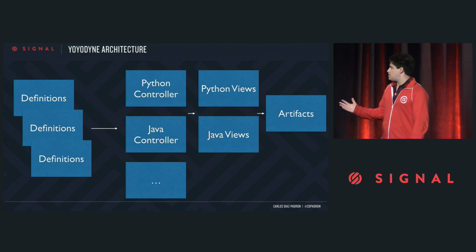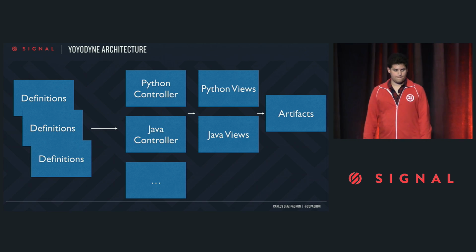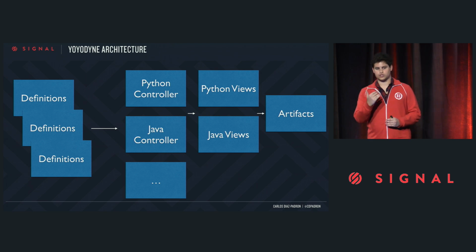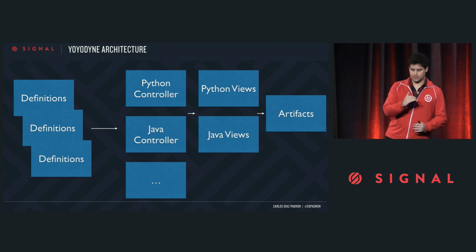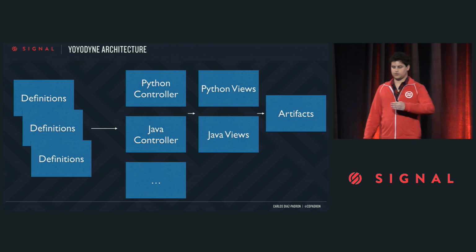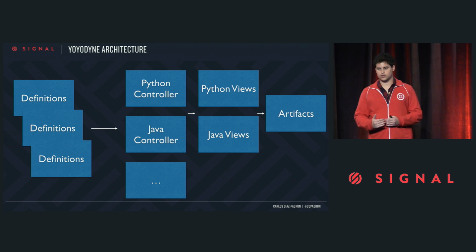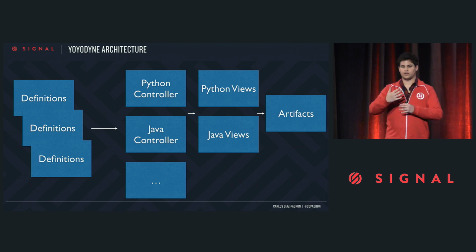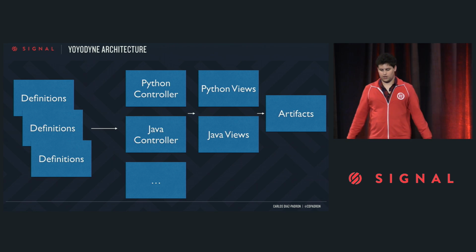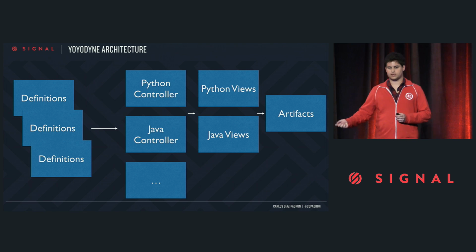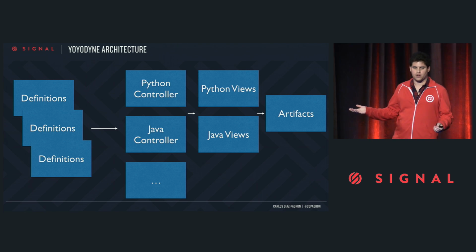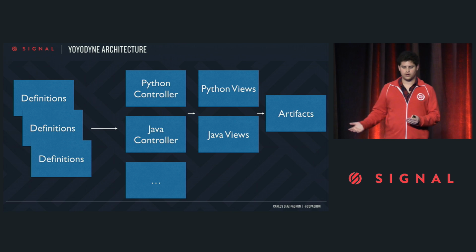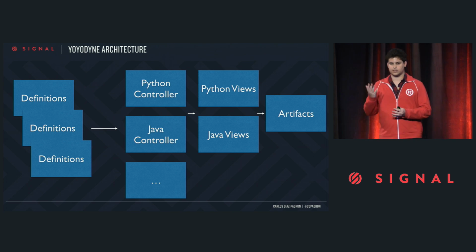This is how the architecture of Yoyodyne works. We have a set of definition files, and I'll show you what that means in a little bit. We throw them into controllers, and each language has its own controller, which uses different shared views that are able to generate the actual text of code. Then it spits that out into artifacts. You can see this is like model view controller: the definitions are the model, there's the controller, and then the views it uses to actually generate code.